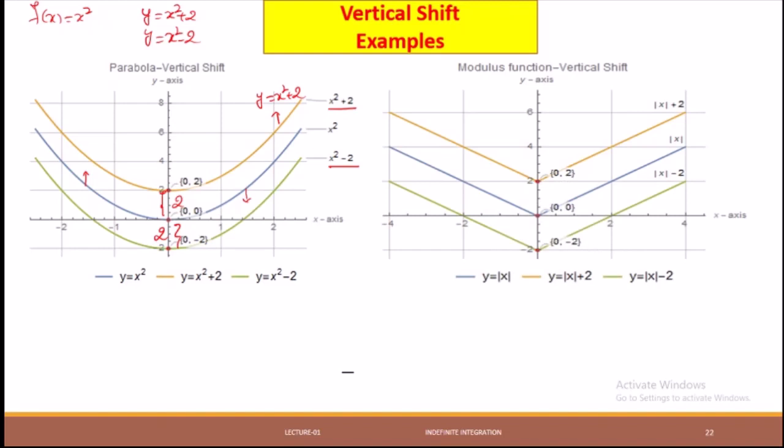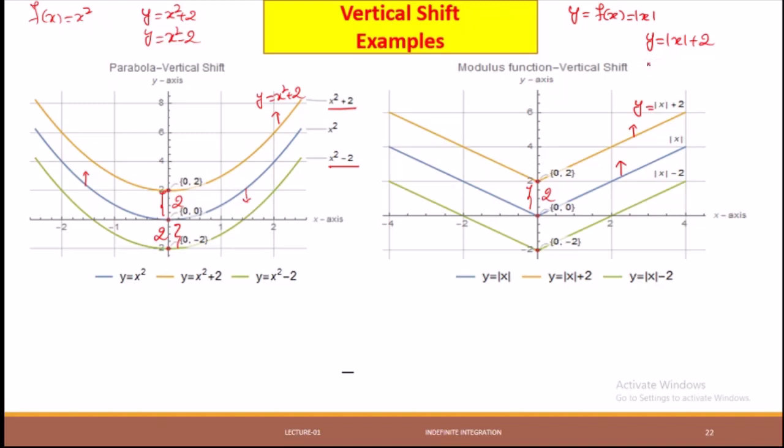Here I am considering the modulus function. So the function I am considering here is y is equal to f of x is equal to mod x. Now I would like to plot the graph of y is equal to mod x plus 2. As per the statement, the graph shifts vertically up by 2 units, which is represented by the orange color curve. So this is y is equal to mod x plus 2. So here it is shifted by 2 units. In this case it is shifted vertically up.